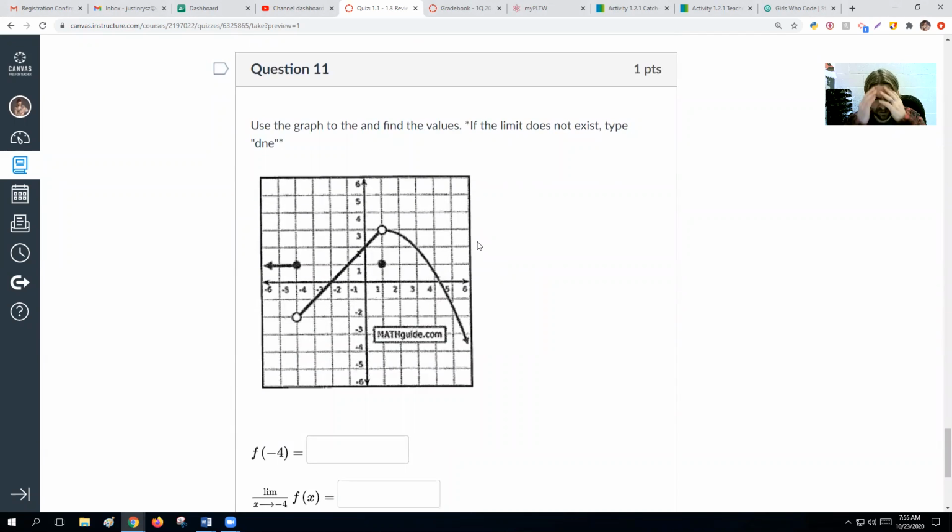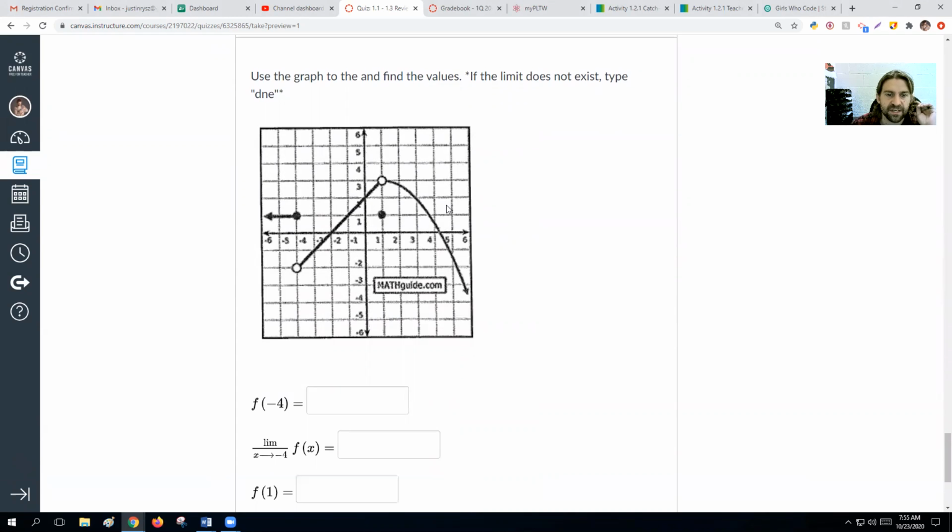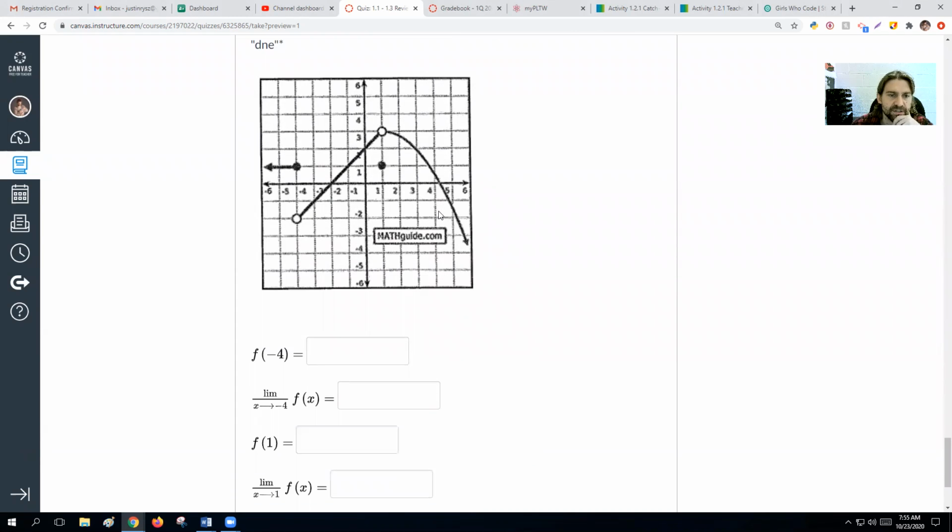Alrighty, last one. We're looking at the graph here. We're going to find the values. If the limit does not exist, we type D and E. Okay, so let's look at f of -4. So remember, if we have an f, that's asking us where is the dot at -4. So if we look at our chart here, -4, there is a solid dot at 1. So, okay, we'll type 1 in.